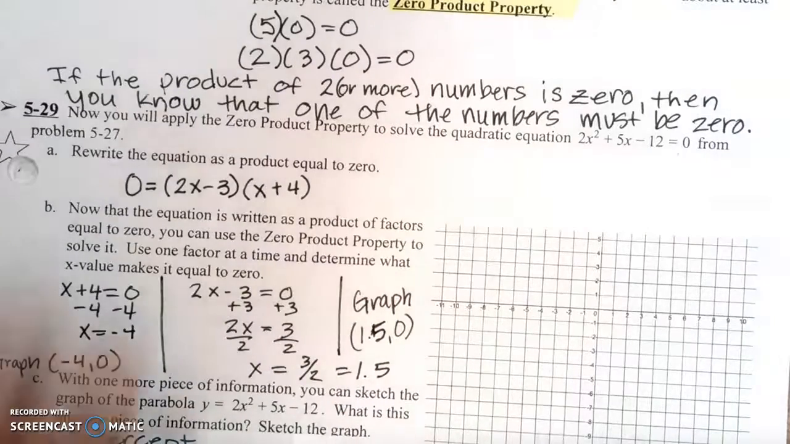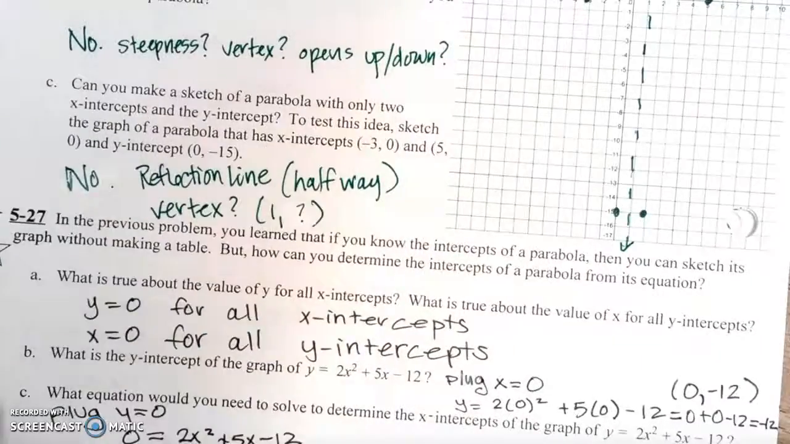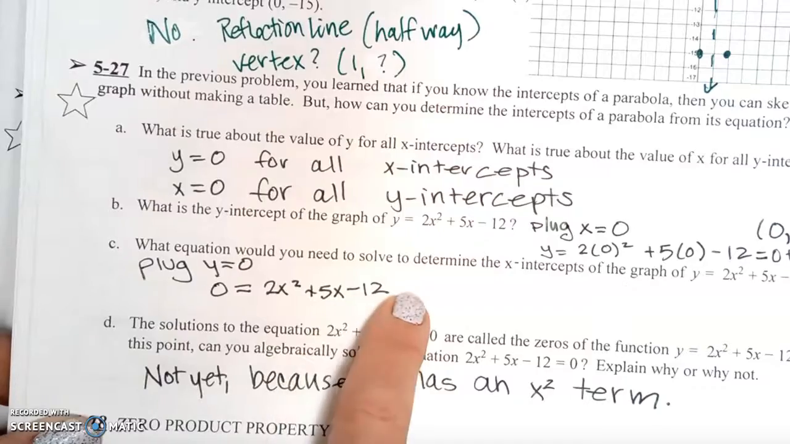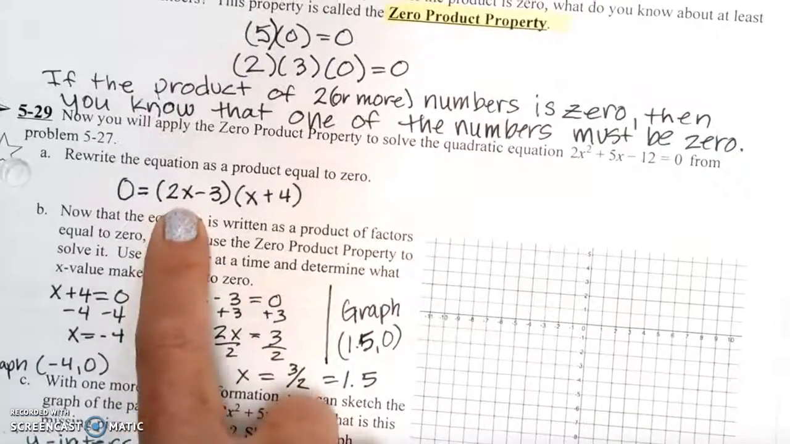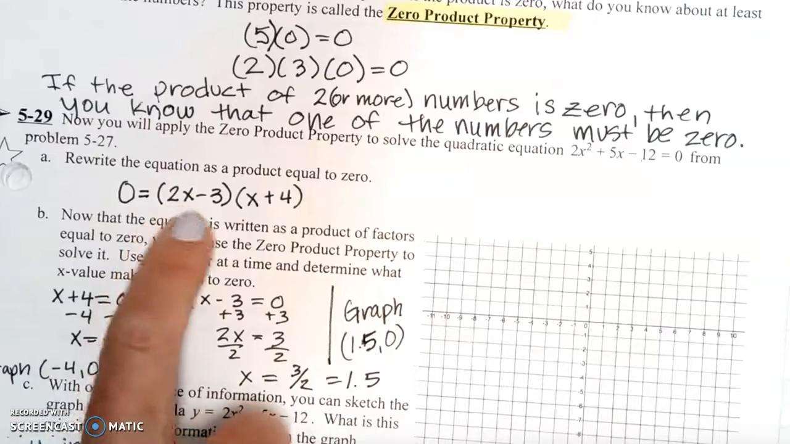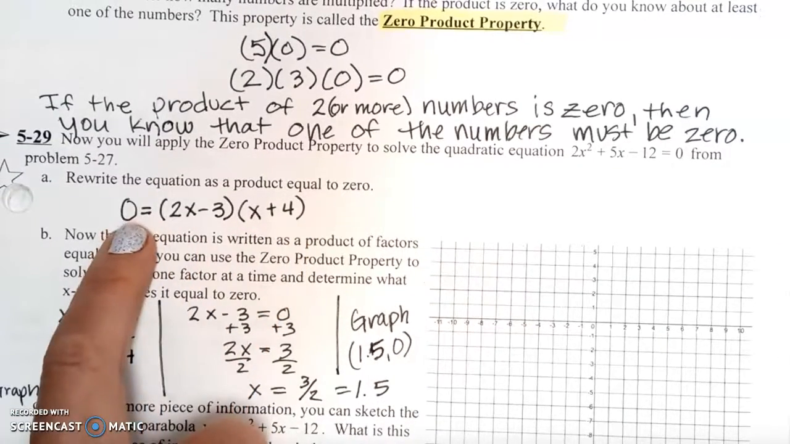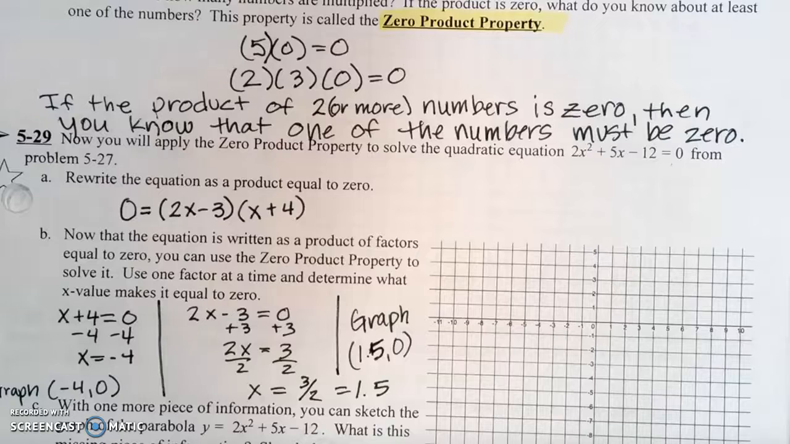It was 2x squared. Let me go back there. Where is it? It was right down here. 2x squared plus 5x minus 12. Okay? That factors to 2x minus 3 times x plus 4, and we set it equal to 0. Now you can write equals 0 on this left side, or you could put equals 0 over here. It doesn't matter which side.